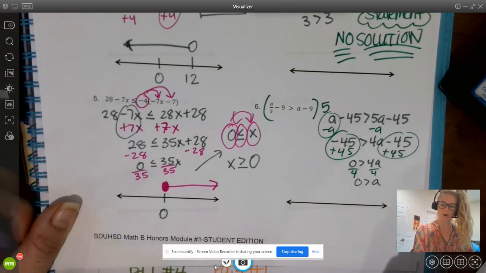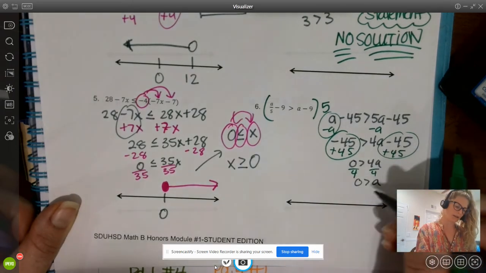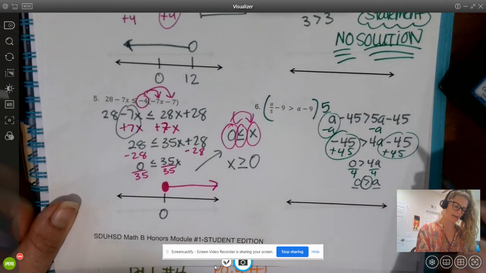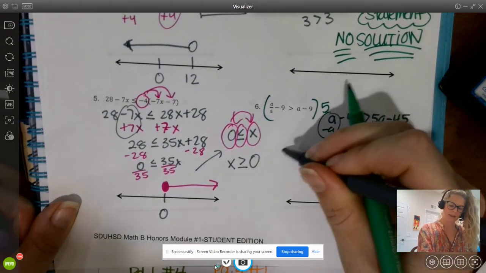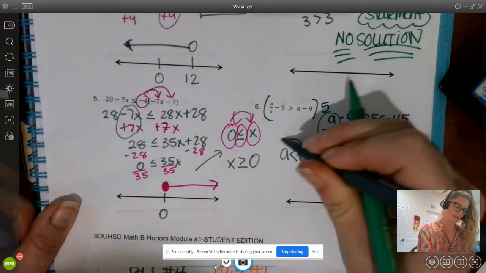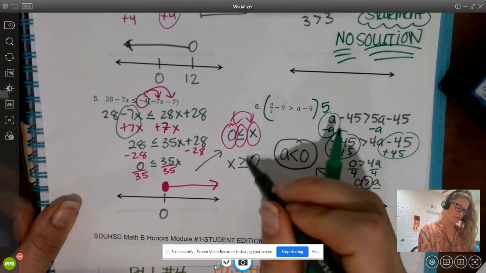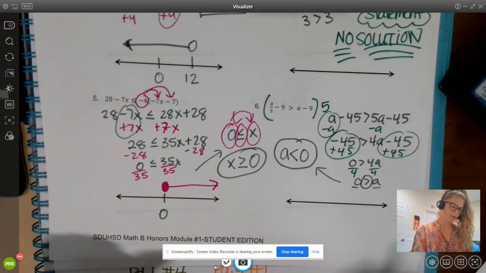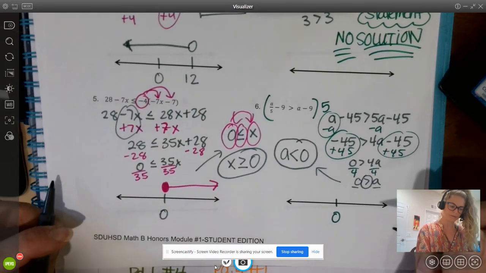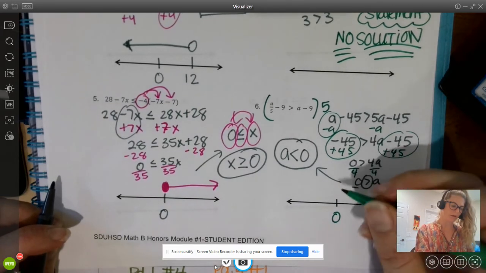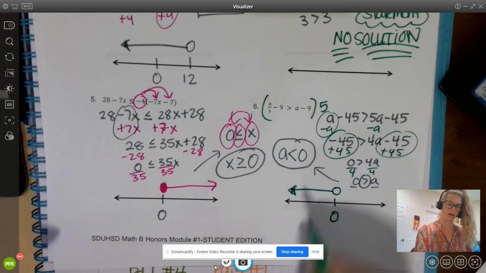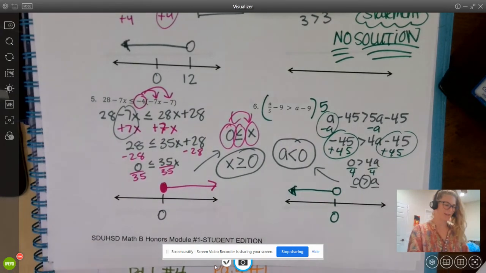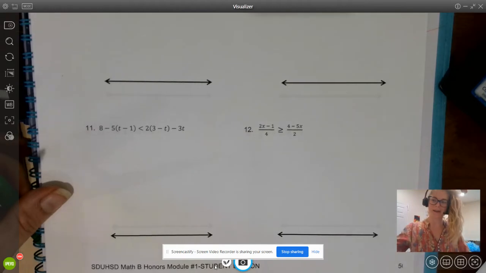So I have 0 is greater than a. Of course, I want my variable in front, so I'm going to switch the sides and flip my symbol. So my final answer, I'm just going to write it over here, is a is less than 0. Oops, forgot to box my answer over there. So here I'm going to have 0 as my boundary number. It's an open circle at 0 and shaded to the left because that's where all the numbers less than 0 are. Perfect. Moving right along.